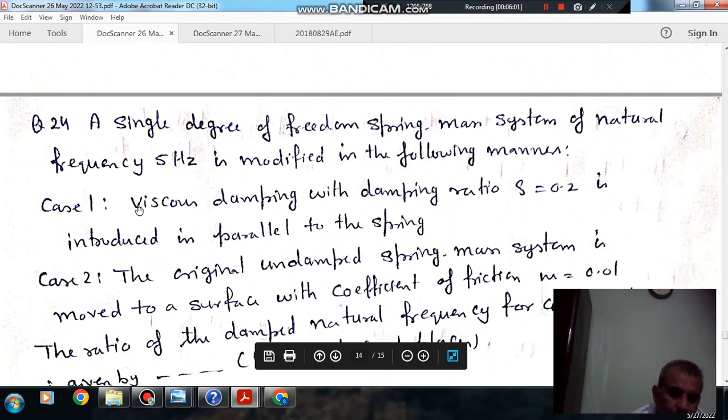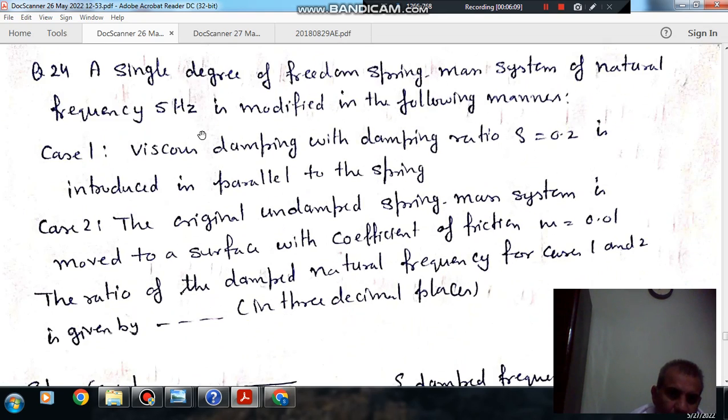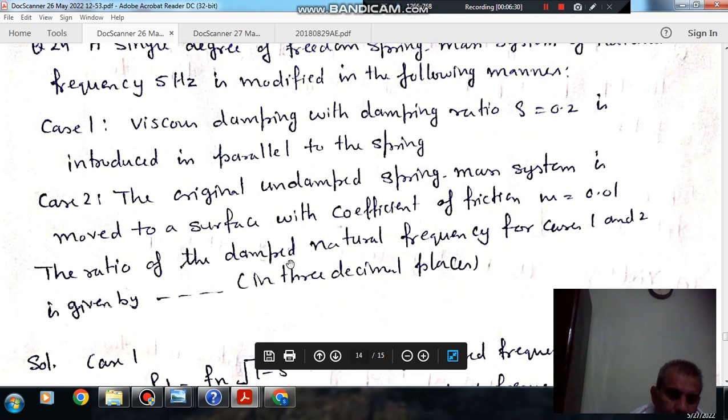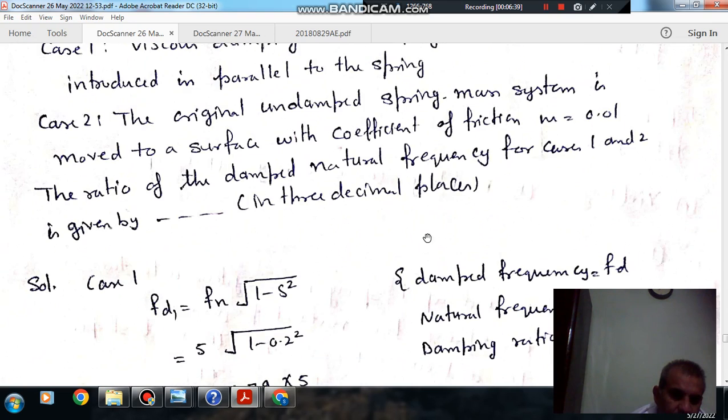Next, a single degree of freedom spring mass system of natural frequency 5 Hz is modified in the following manner. Case 1, viscous damping with damping ratio 0.2 is introduced in parallel to the spring. Case 2, the original undamped spring mass system is moved to a surface with coefficient of friction mu equal to 0.01. The ratio of the damped natural frequency for cases 1 and 2 is given by dash, in 3 decimal places.